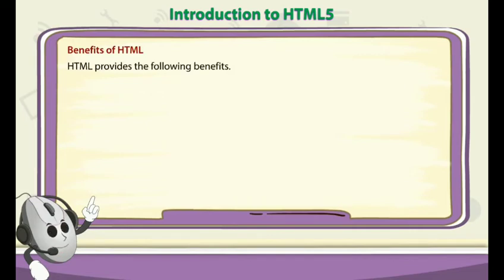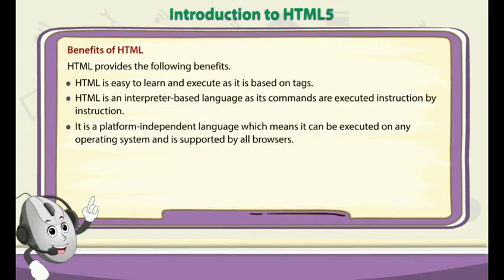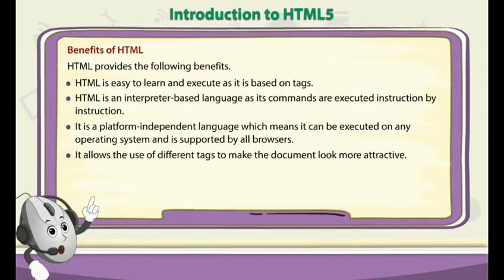Now let's learn the benefits of HTML. HTML provides the following benefits. HTML is easy to learn and execute as it is based on text. HTML is an interpreter based language and its commands are executed instruction by instruction. It is a platform independent language, which means it can be executed on any operating system and it is supported by all browsers like Internet Explorer, Chrome, Firefox.